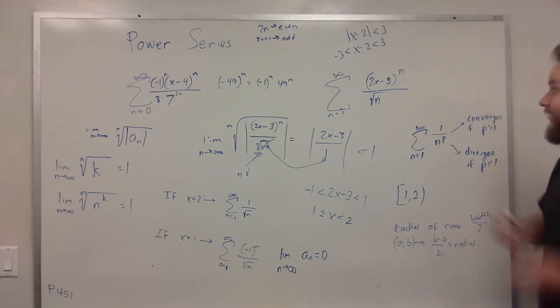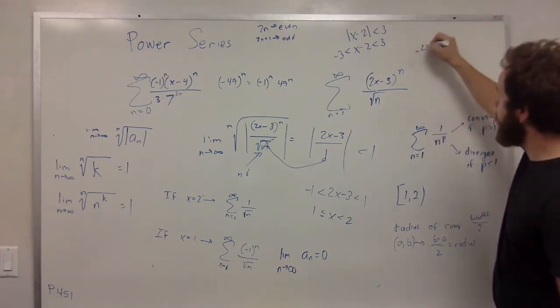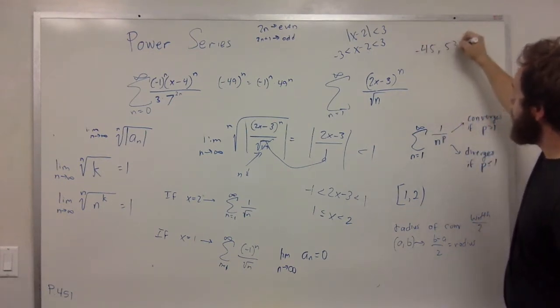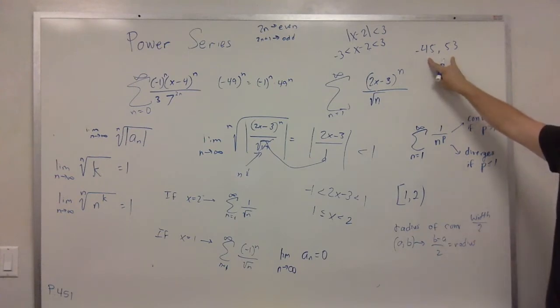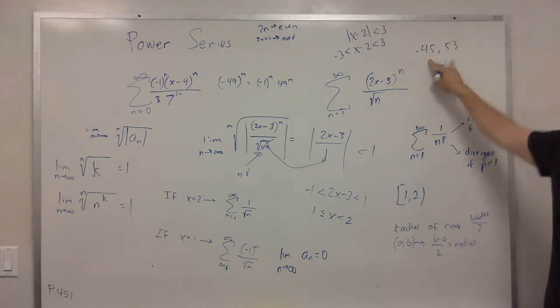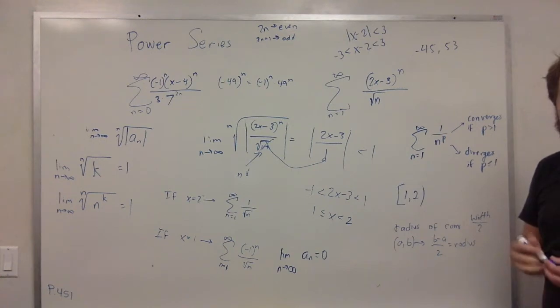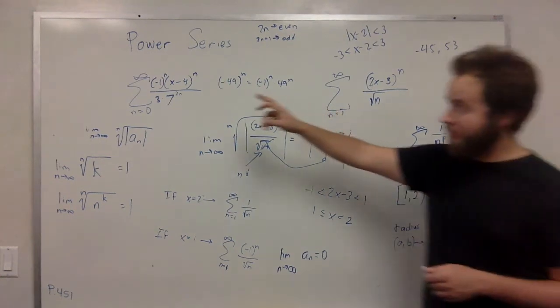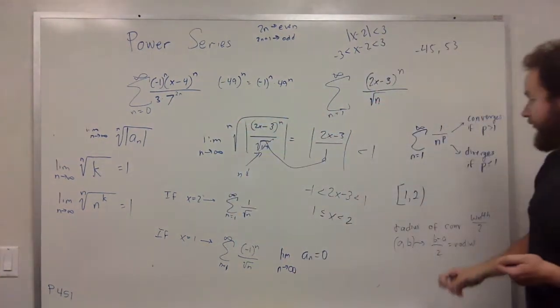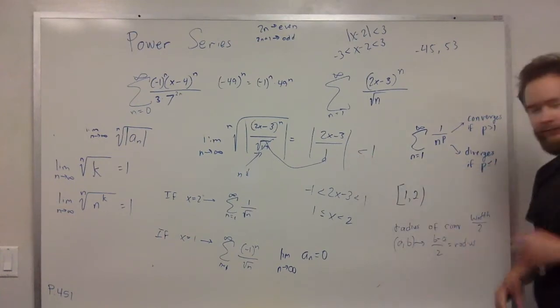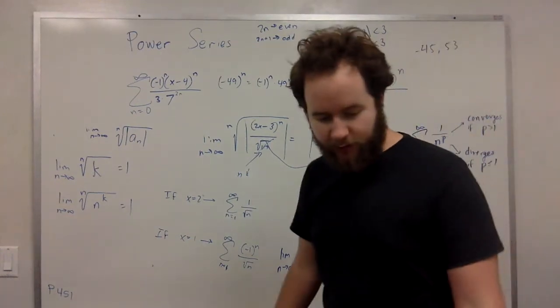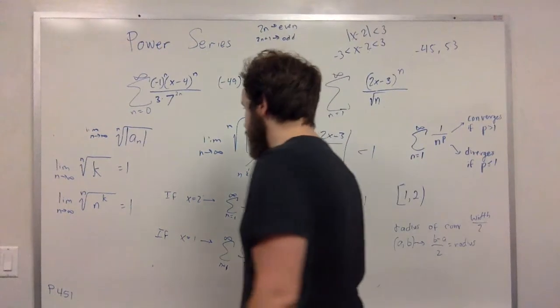So for the last one, if you recall, what was our interval? It was like negative 45 to 53. The width of that interval is 98. Divided by 2 is 49. So the radius of convergence of the previous series was 49. The radius of convergence for this series here is 1/2. Good? Alright, now we're done with reviewing what power series are.